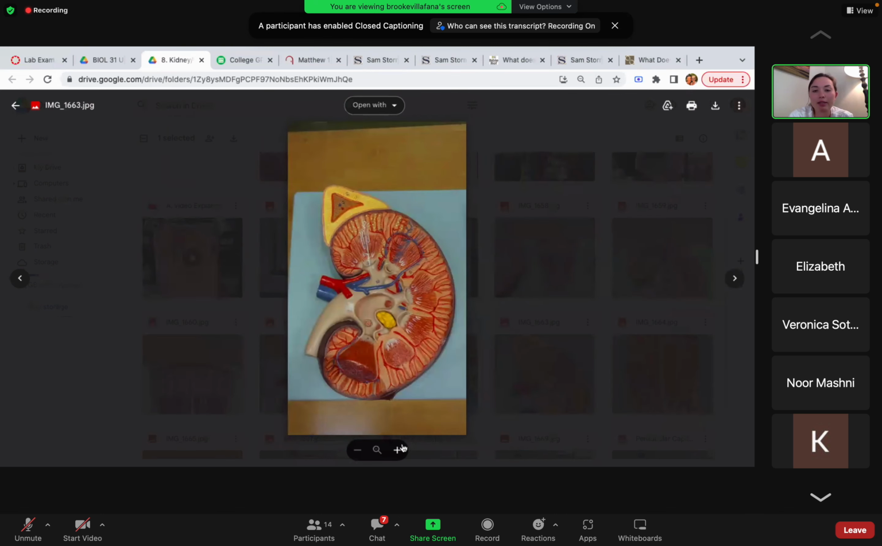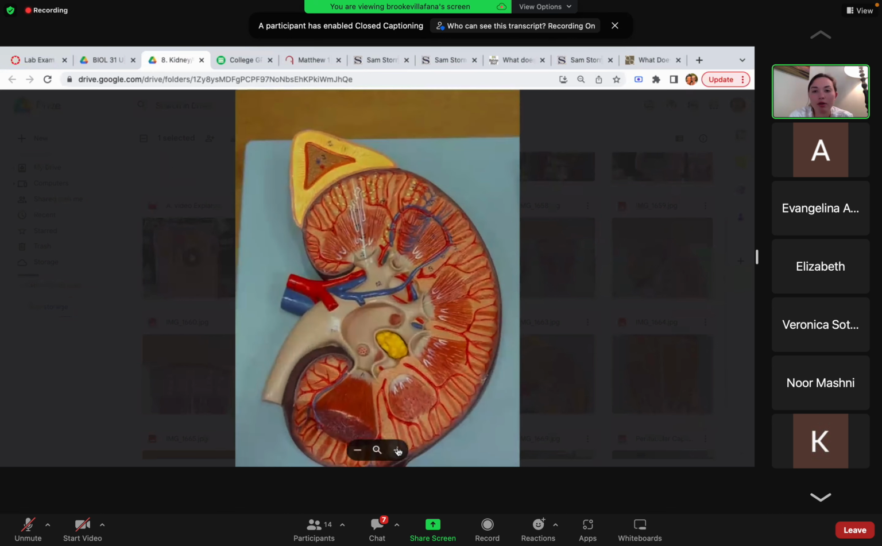See how this has a cortex, pyramids, minor calyces, right? Major calyces, the renal pelvis, the ureter, renal artery, and renal vein. So you can pretty much see everything is the same. The big thing that's different on this model is that this is the adrenal gland here. So on the other model, we didn't have an adrenal gland.